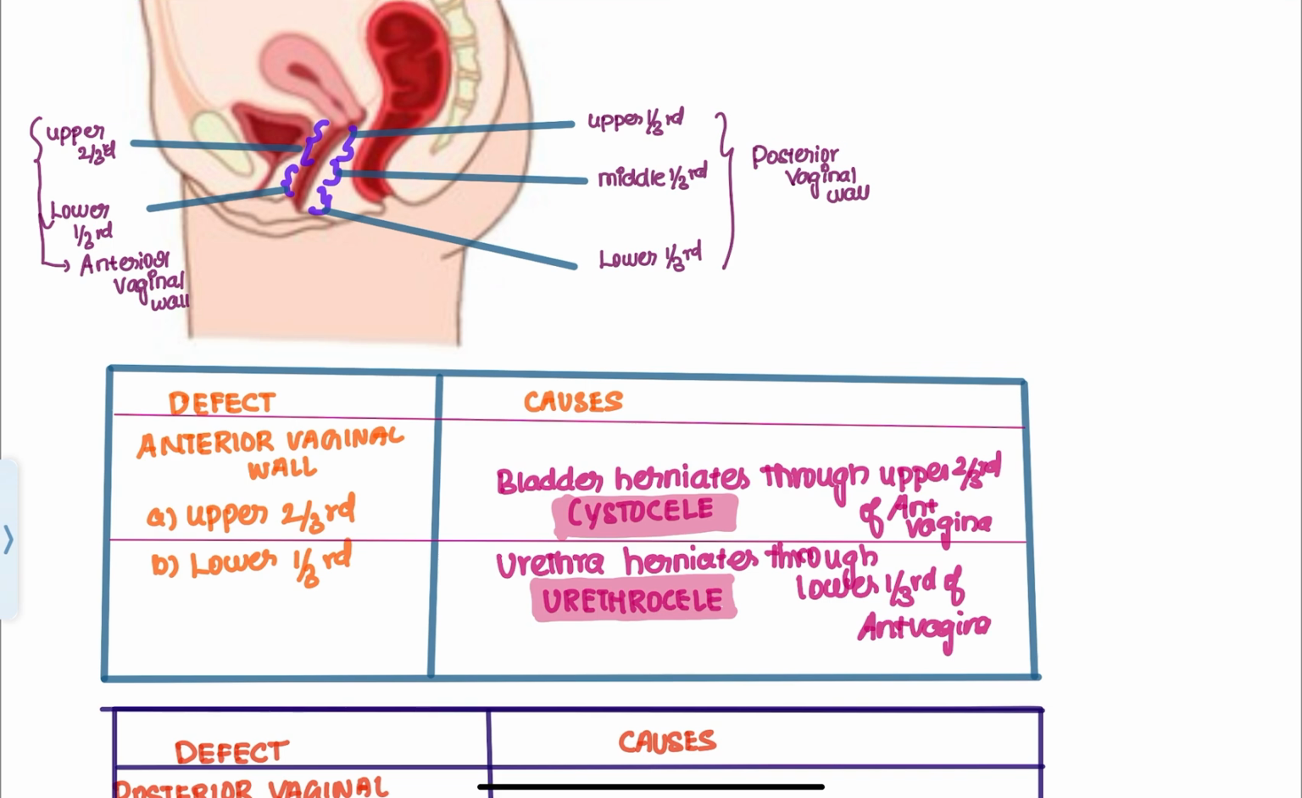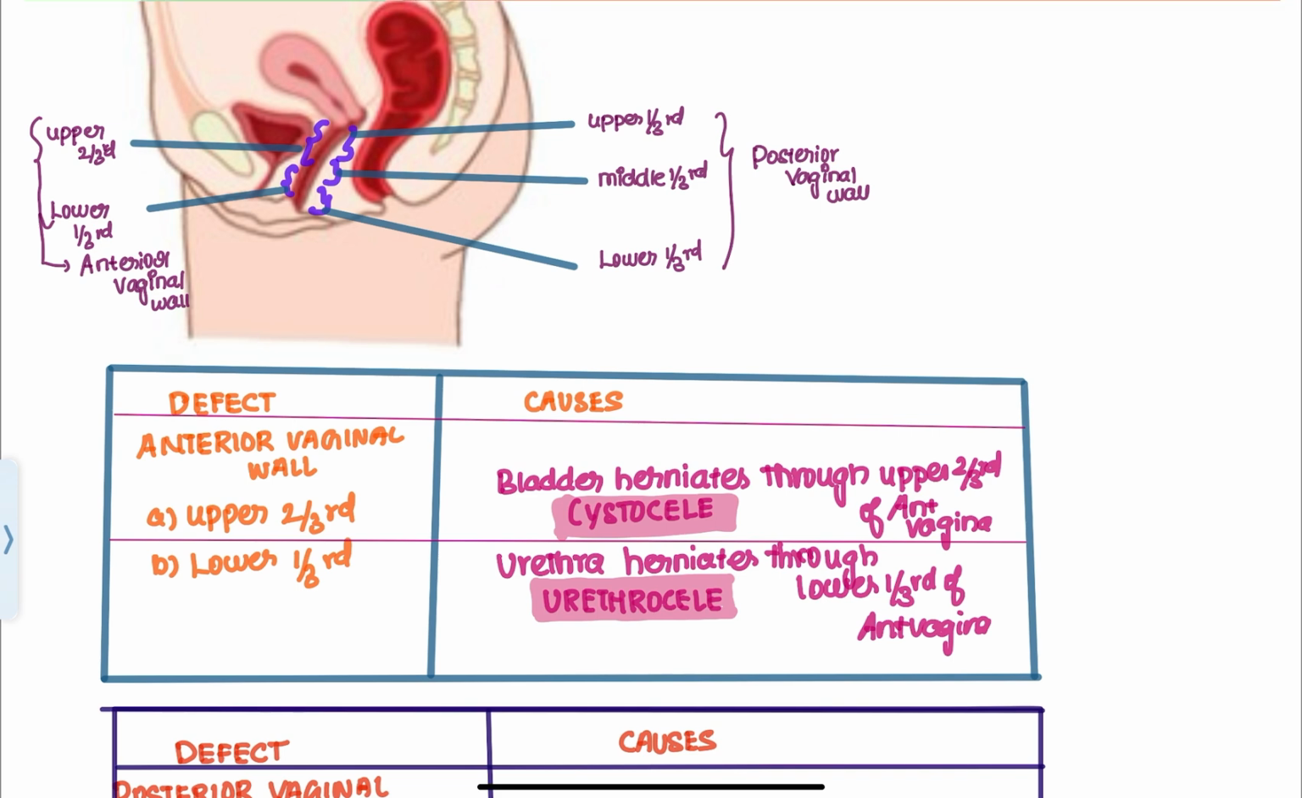Now you tell me, if the upper two-third of the anterior vaginal wall becomes weakened, it is going to prolapse. What is the structure immediately near to the upper two-third portion of the anterior vaginal wall that will herniate out? It is the bladder. As you can see here, the bladder is immediately near to the upper two-third portion. So the urinary bladder is going to herniate through the upper two-third of the anterior vaginal wall because of the weakness. If the bladder herniates out through it, it is called a cystocele.